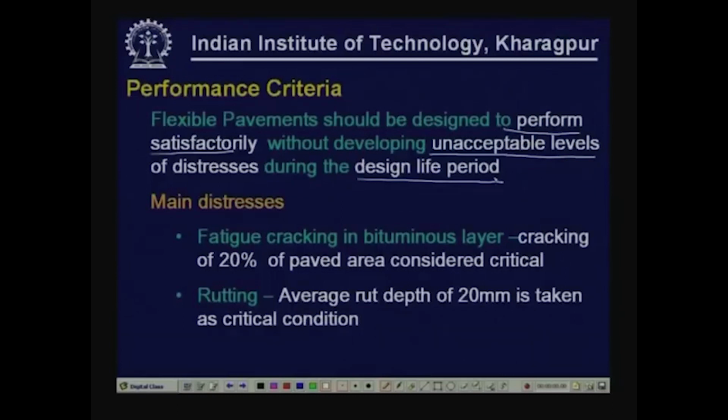Similarly, for rutting, consider an average rut depth for a stretch that we are evaluating. Suppose we are evaluating a 1 kilometer stretch. Within that stretch, if you measure rut depth periodically at different locations and take the average, and that average happens to be more than 20 millimeters, this is a condition that is considered to be not acceptable.